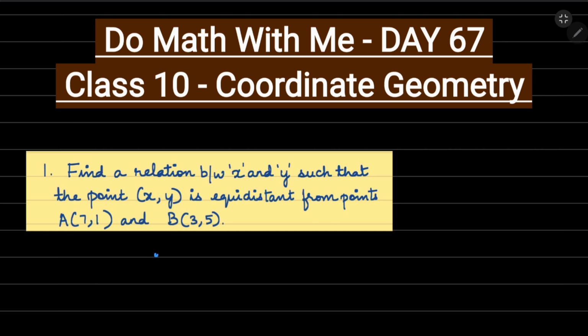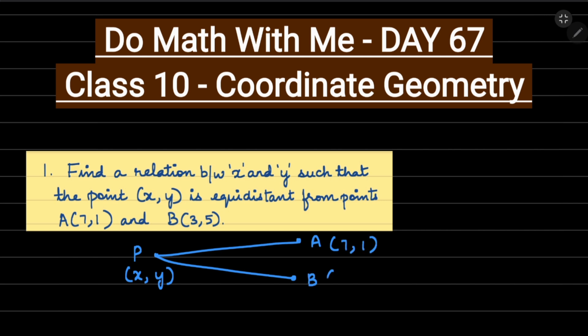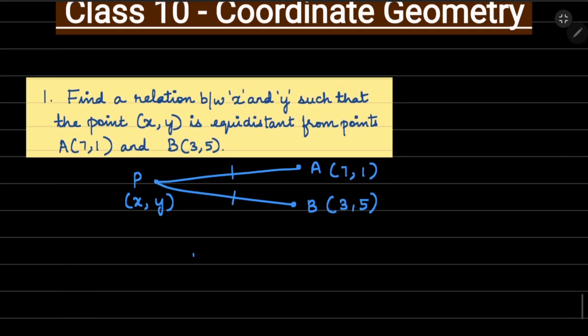Okay, so you have a point P, with coordinates x and y, and this point P is equidistant from two other points, namely (7, 1) and (3, 5). What do you mean by equidistant? That means the distance from P to A is the same as the distance from P to B.